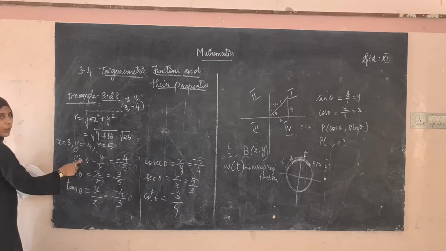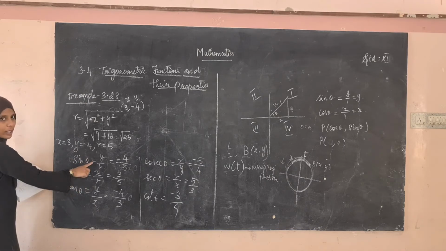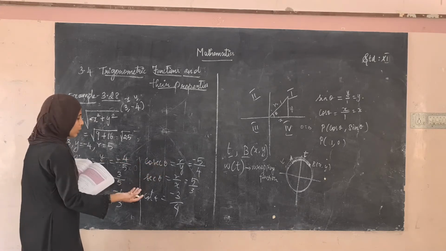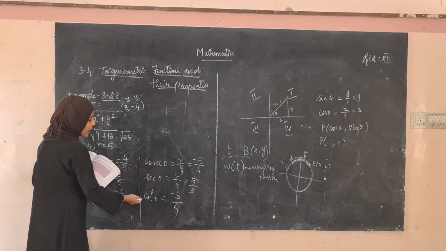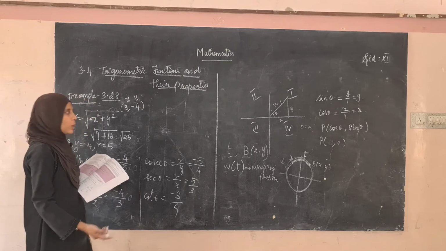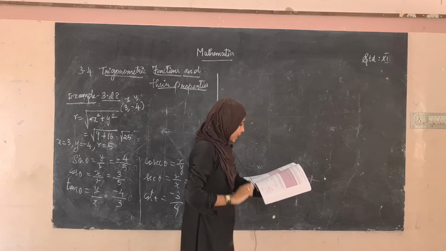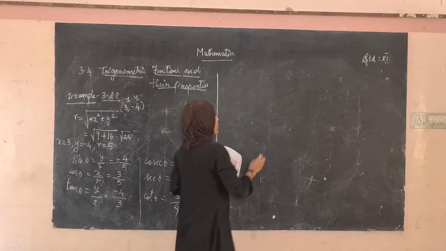We know that sin theta is equal to y by r, cos theta is equal to x by r, tan theta is equal to y by x, cosecant theta is equal to r by y, secant theta is equal to r by x, and cot theta is equal to x by y. You have to substitute the values then. Okay, then signs of trigonometric functions, you know this.